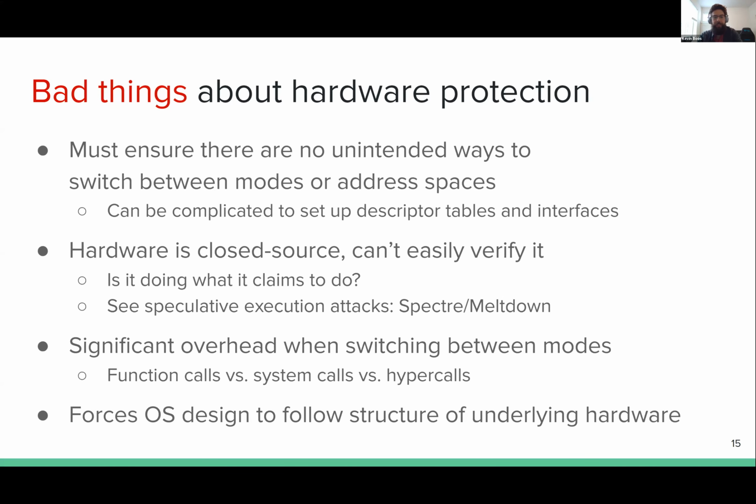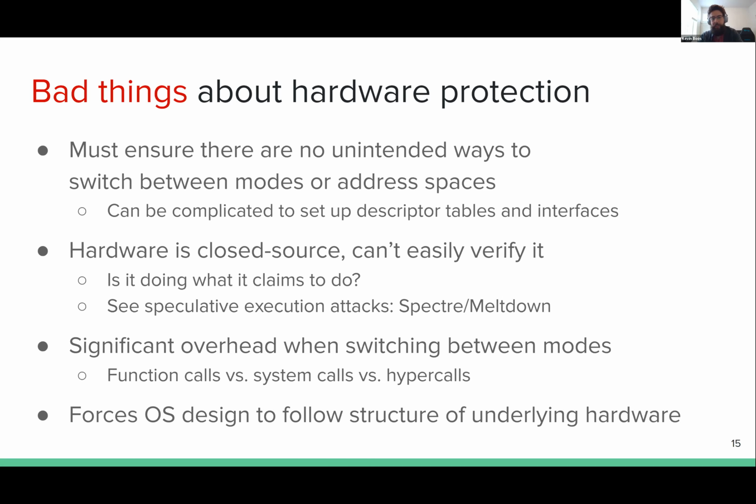But it doesn't come for free. When you're setting up these system tables and the interfaces for, for example, system calls, you have to ensure that there aren't any unintended ways to switch between those modes or address spaces. Right? It can actually be quite complicated to set up these descriptor tables. For example, on x86, you have GDTs, task state segments, IDTs, all of these different things that if you misplace one bit, you could end up introducing a security flaw and allowing something like a rootkit to be executed from ring 3.